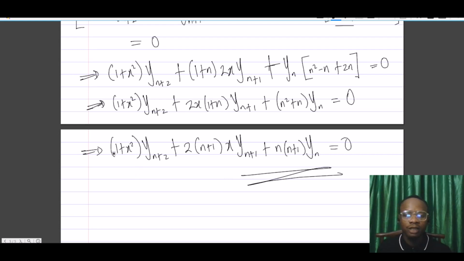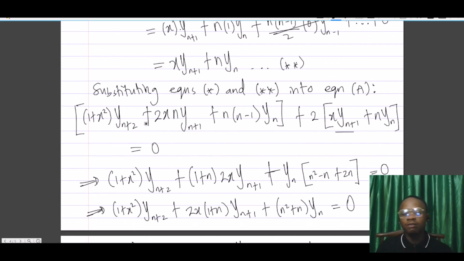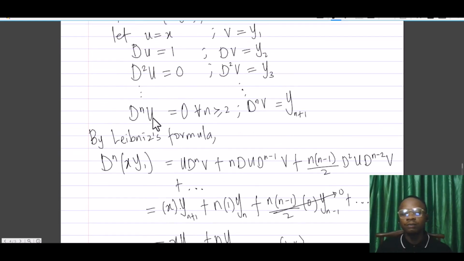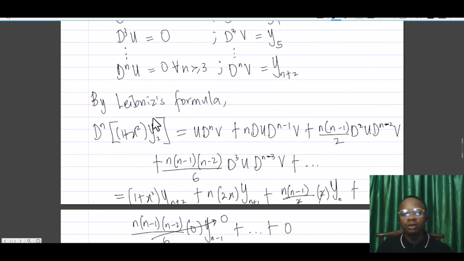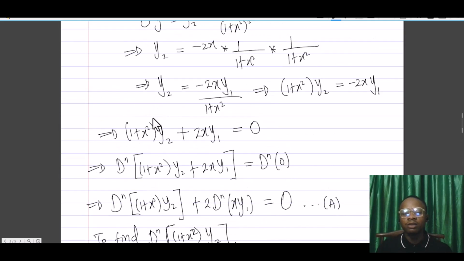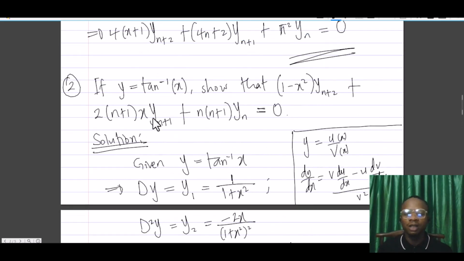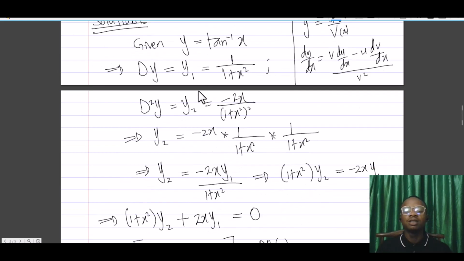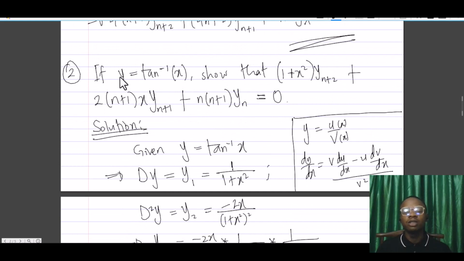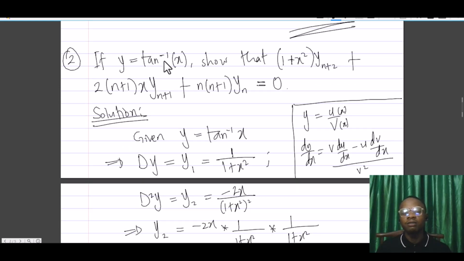I pointed out something earlier that this was supposed to be 1 plus x squared, but I wasn't sure. And that's from where we got the question. So I think it should be corrected. This question should have 1 plus x squared here, not 1 minus x squared. Okay. So we have just completed the solution. So we have now seen that indeed this is true, if y is equal to tan inverse of x.